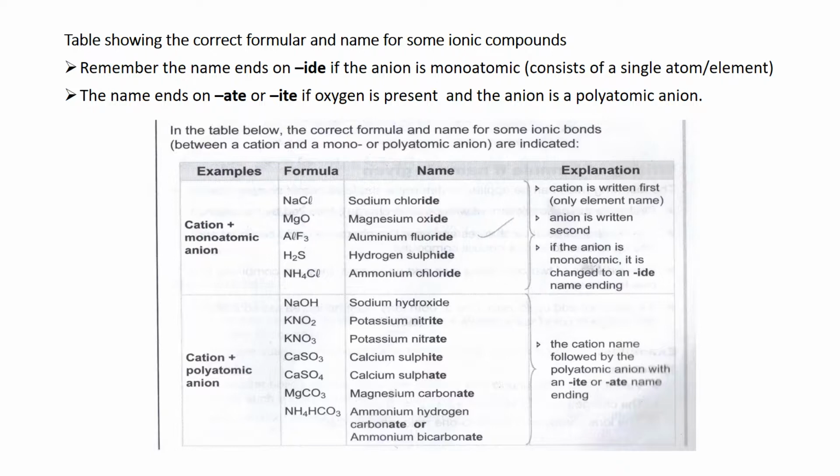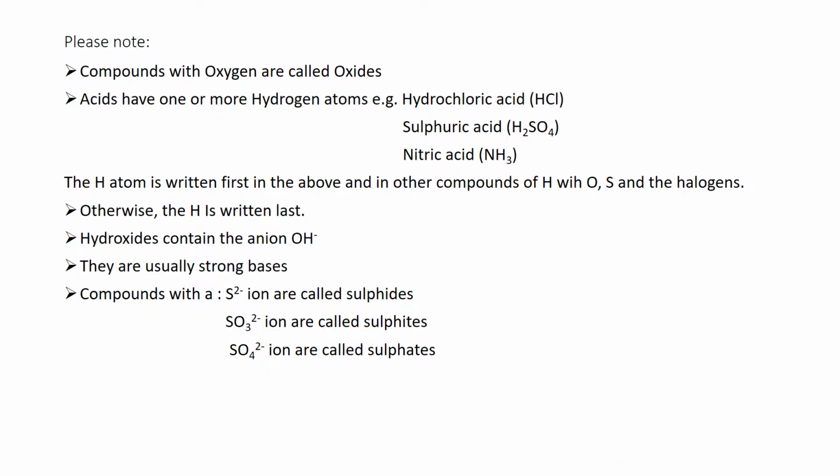And this is the table showing the correct formula and name for some ionic compounds. You remember that the name ends in IDE if the anion is monoatomic. So if it's a monoatomic anion, the name will end in IDE. The name will also end in ATE or ITE if oxygen is present, and I told you how you see when it's going to end in ATE or ITE. The things you should note are that compounds with oxygen are called oxides. So all compounds with oxygen, they're called oxides.